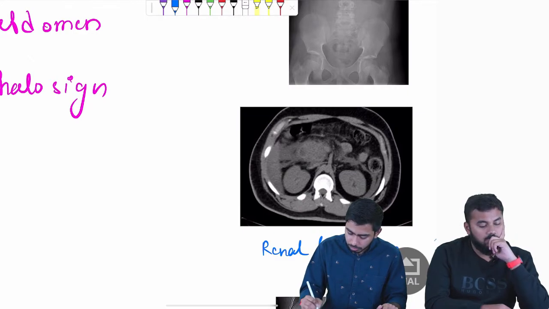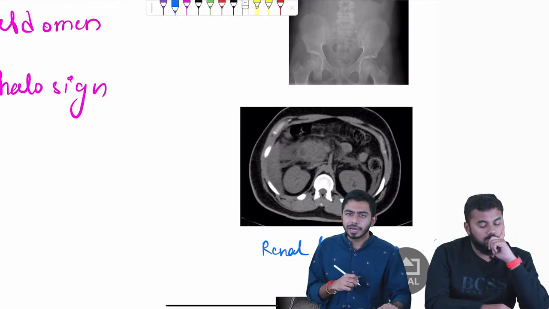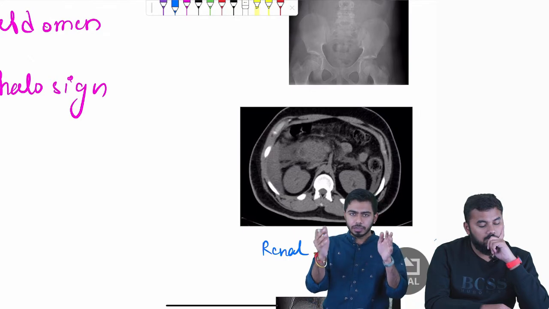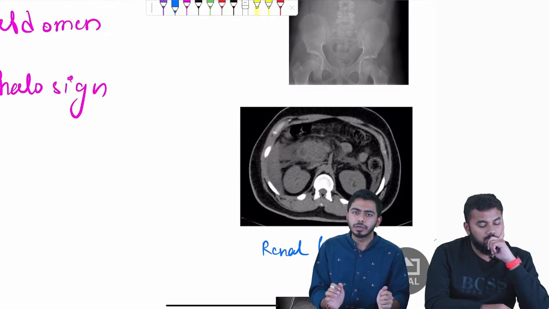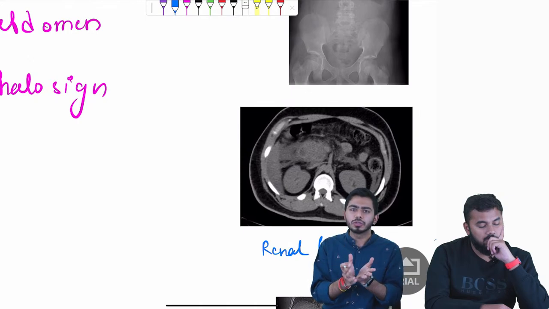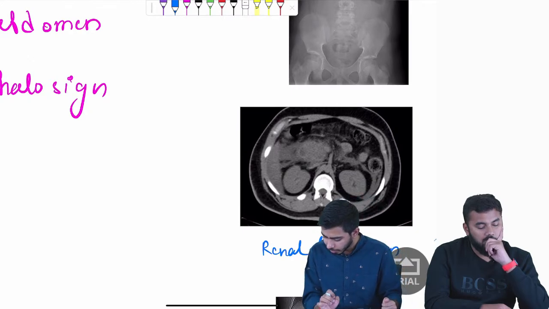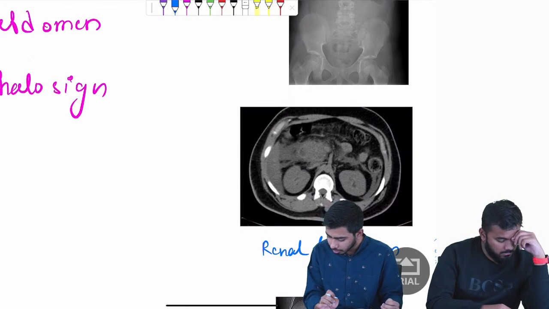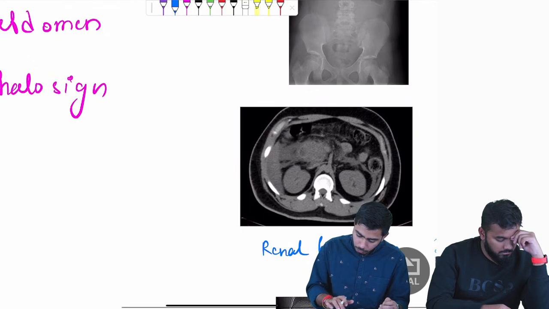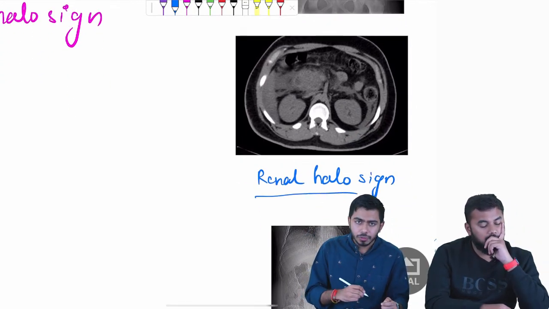Again, this can be seen because in the perinephric area, I mean around the kidneys, the fat will be accumulating over there. Due to that, the renal halo sign will be appreciated in the acute pancreatitis case. Very nice, Dr. Benedict, Dr. Dharan. So this is the renal halo sign which we can appreciate.